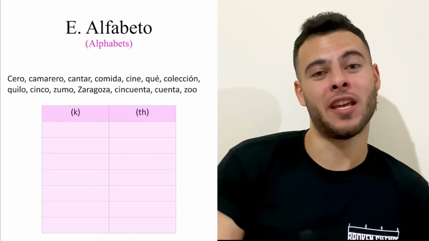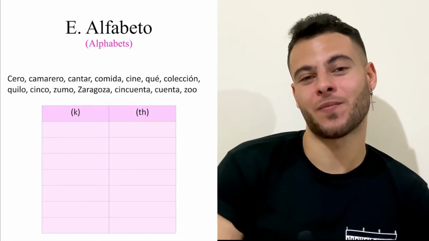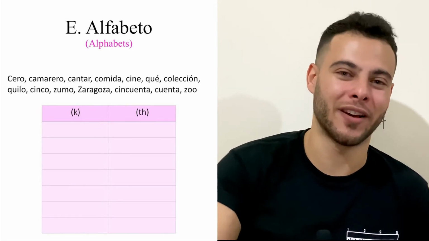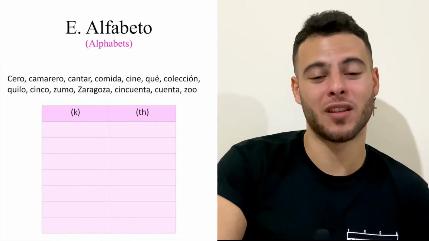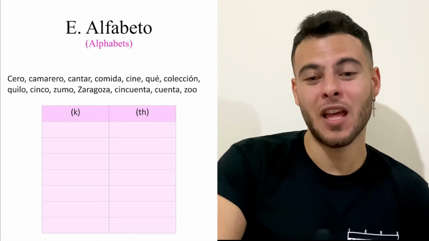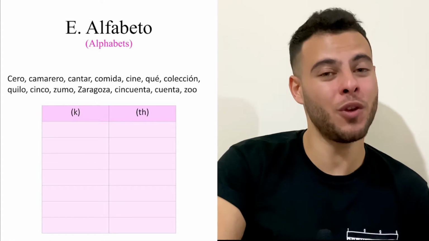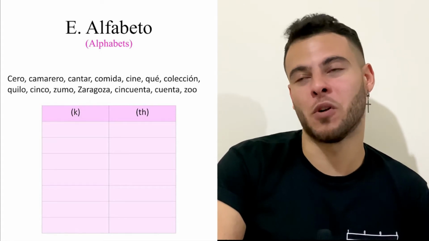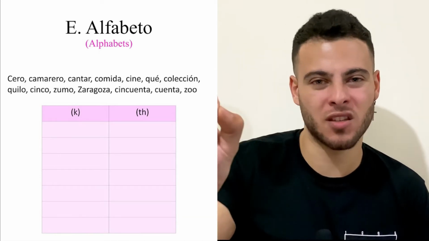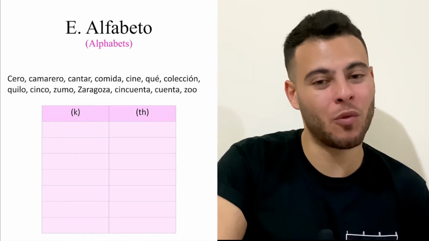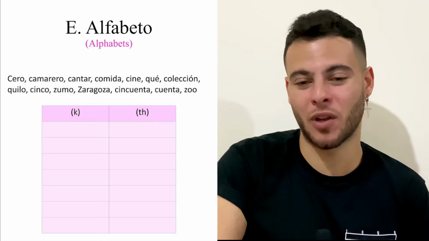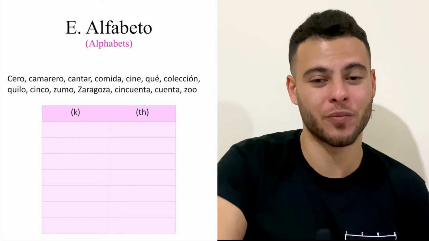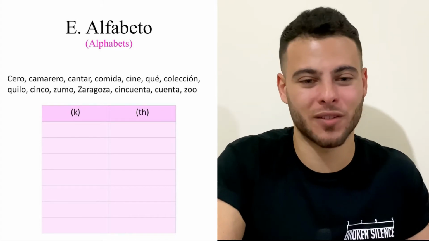The next one is, what do you think? It's comida. You've got cine. Here, the que. With the Q, we don't pronounce the U until the U has 2 points, 2 dots on top of it. If so, then we pronounce it. Otherwise, we don't pronounce it with the letter Q. So it's que, which means what?